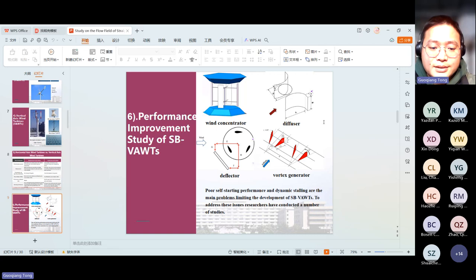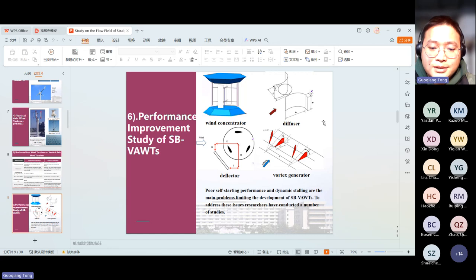Straight-bladed vertical axis wind turbines are currently limited mainly by poor self-starting performance and dynamic stall. A lot of research has been carried out to address these problems. Devices such as wind concentrators, diffusers, deflectors, and vortex generators have been designed, and these studies have improved the performance of straight-bladed vertical axis wind turbines to different degrees. It is still necessary to start from the foundation of the flow to solve these problems fundamentally.